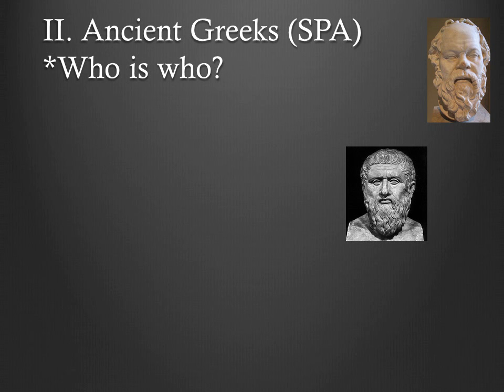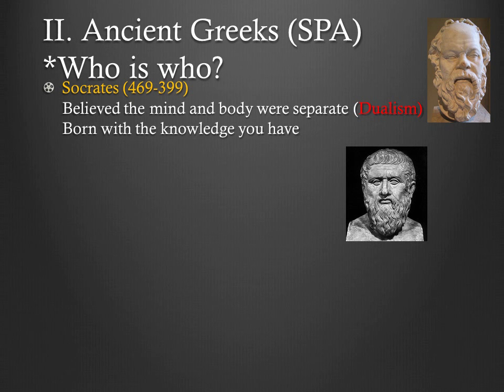So this is what your book talks about. It talks about the ancient Greeks, kind of giving you a little who's who. The first one is Socrates. Socrates believed that your mind and the body were separate. If something was going on with your body, it wouldn't affect the way that you think. Today, we know that if something is going on with our body, we can't write a certain way, we can't walk a certain way, it is going to impact our mind. But he thought that these two were entirely separate.